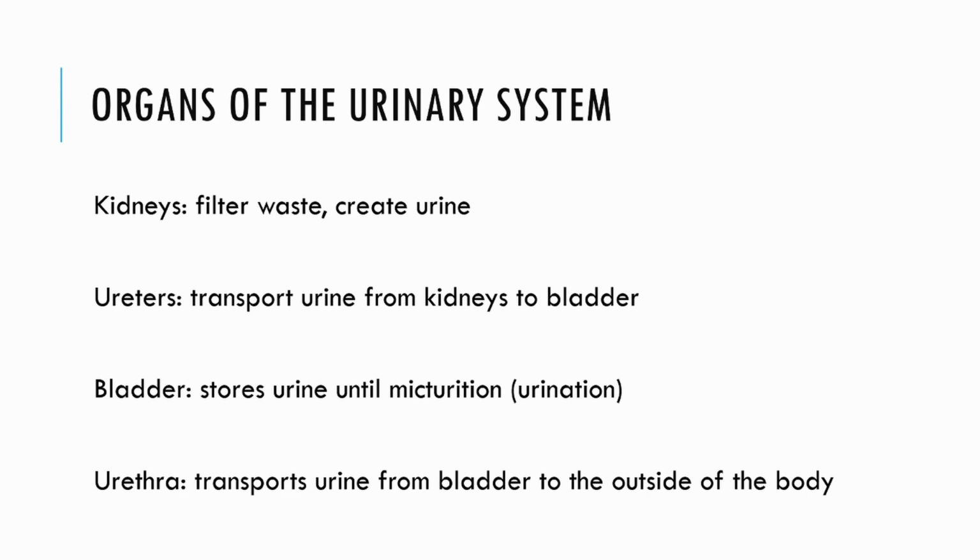We have the kidneys, of which you have 2, and these are going to filter out waste products from the bloodstream and create urine with those. The ureters connect the kidneys to the bladder and transport that urine down. And again, you have 2 of them, 1 ureter for each kidney. We then have 1 single bladder, which will take that urine and store it until micturition, also known as urination.